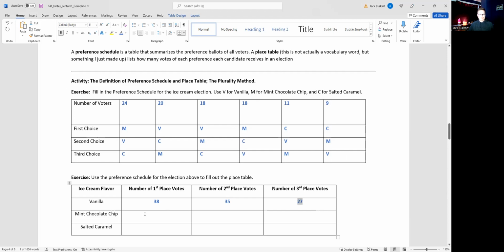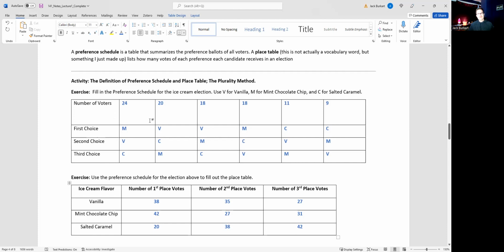Okay, back at it. So hopefully you paused. Hopefully that didn't take too long. And I ended up with the following answers right here. Mint chocolate chip got 42 first place votes, 27 second place votes, 31 third place votes, and we just calculated it the same way we did for vanilla, just counting along each of the rows. Similarly, I got 20, 38, and 42 for the number of first, second, and third place votes for salted caramel.